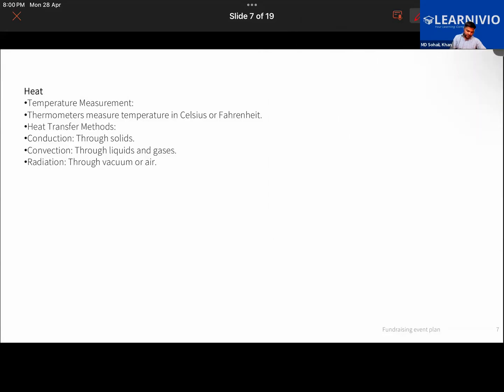Then we learned about temperature, which measures how cold or hot an object is. Thermometers help us measure temperature, either in the Celsius or the Fahrenheit scale. We also learned that there are different types of thermometers, like clinical thermometers and laboratory thermometers. Then we have the maximum and minimum thermometer, which is used in weather forecasting.